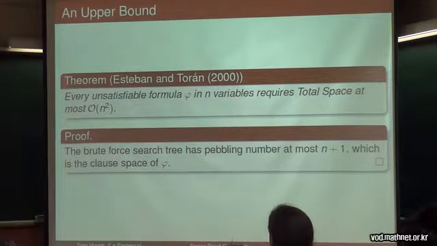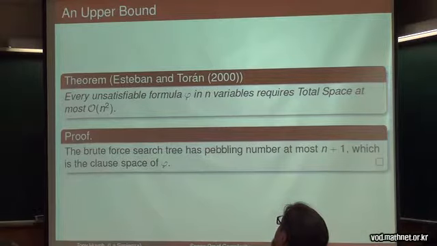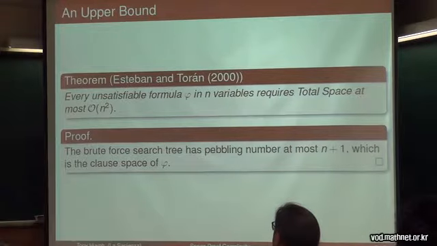All right, so the first thing I want to say is just upper bounds. There is a very easy quadratic upper bound for the total space. If you've got some unsatisfiable formula in n variables, then it turns out that you only need quadratic space. And the proof of that is pretty cute.